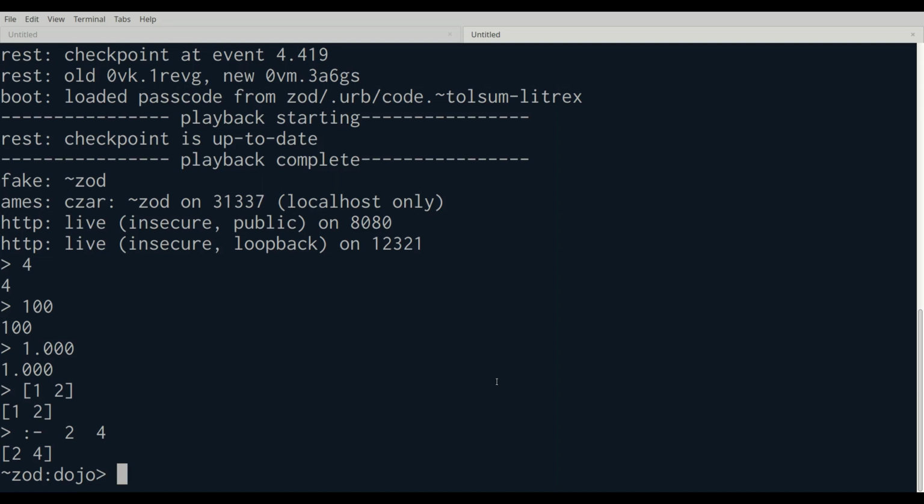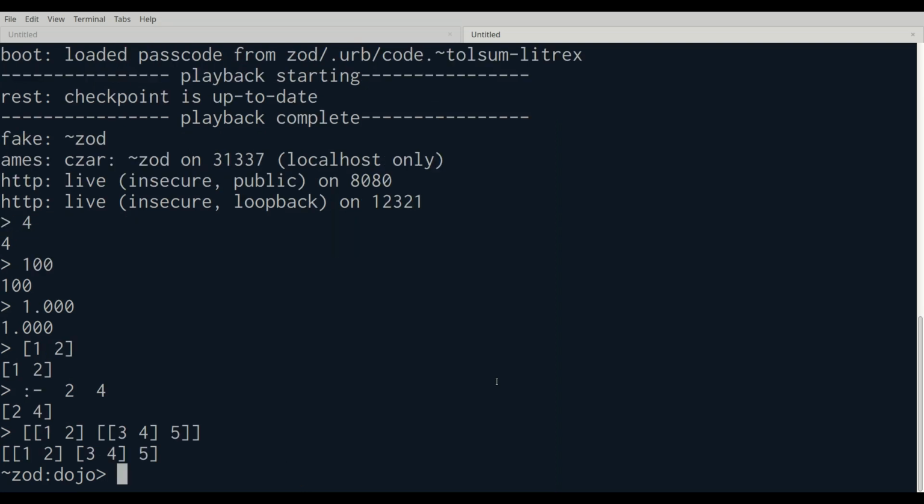So what I'm actually going to do is construct a new rune, a new cell here. 2, 3, 4, 5, and close both of those. So here we see that again this evaluated to itself.